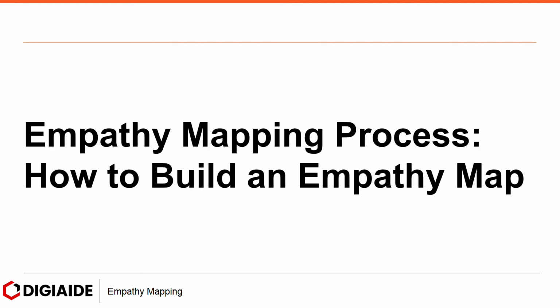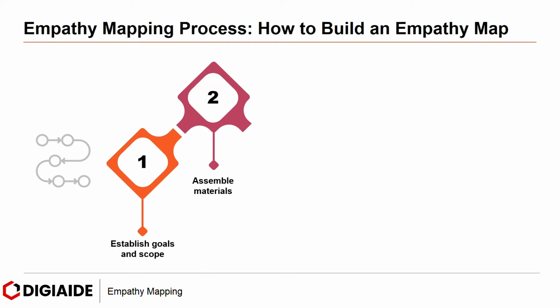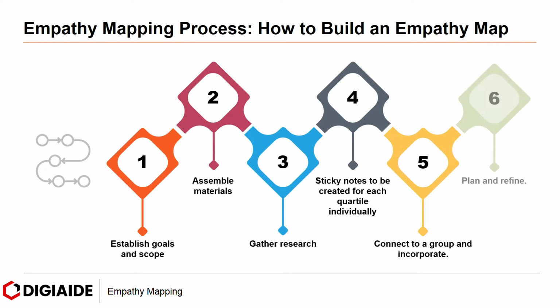Moving on, the empathy mapping process of how to build an empathy map. First, establish goals and scope. Second, assemble all the materials. Third, gather research. Fourth, sticky notes to be created for each quartile individually as we discussed earlier. Fifth, connect to a group and incorporate. And finally, plan and refine.